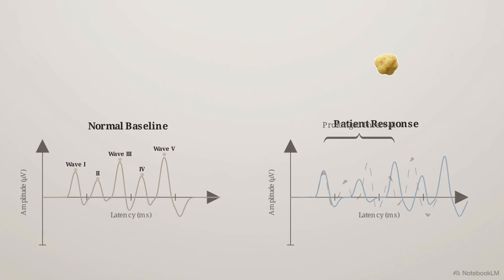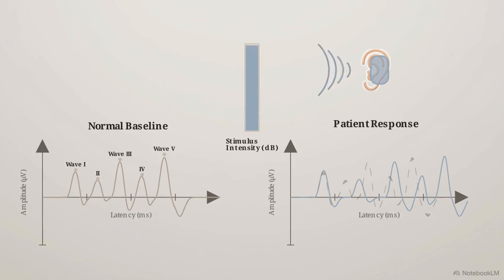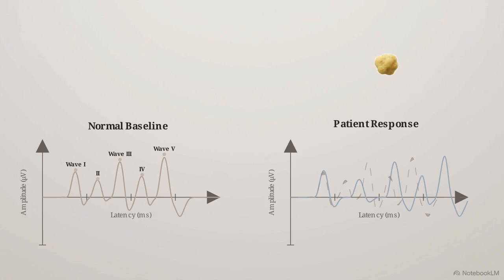To confirm the diagnosis, clinicians use stimulus intensity scaling, incrementally increasing the decibel level of the acoustic clicks driving into the ear. If the patient has a simple conductive hearing loss, like fluid in the middle ear, pumping up the volume forces the acoustic wave through the mechanical blockage. The ABR wave latencies will suddenly snap back to normal timing. But if the delay is caused by a neural conduction pathology, like the physical mass of a tumor compressing the nerve fibers, increasing the decibels completely fails to normalize the latencies. The delay persists regardless of volume.